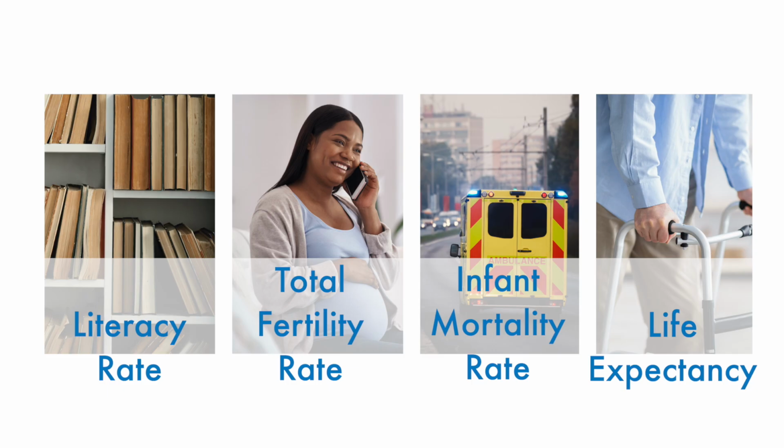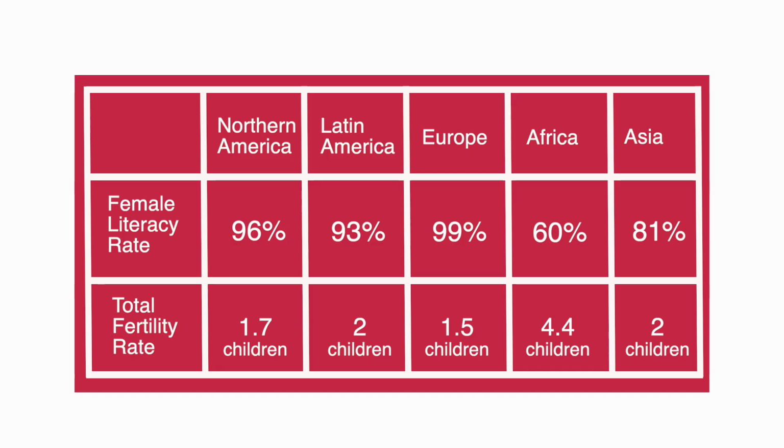Next, students explore quality of life statistics. Some of the statistics they look at include literacy rate, total fertility rate, infant mortality rate, and life expectancy. In this section, it's important for students to start making some connections between the data. One connection you may specifically want to point out is the relationship between literacy rate and total fertility rate. As you can see, these 2 stats have an inverse relationship. The higher a region's literacy rate, the lower the fertility rate, and vice versa.